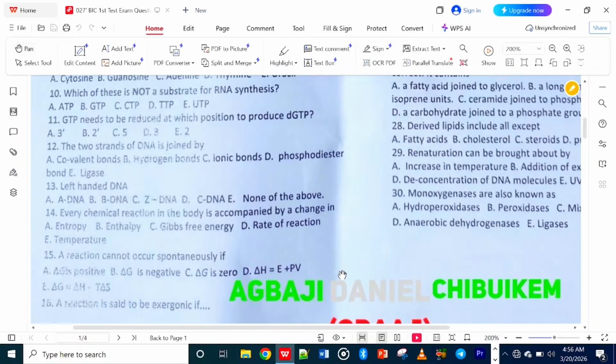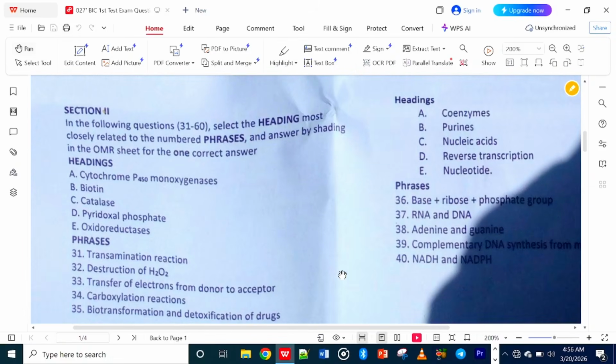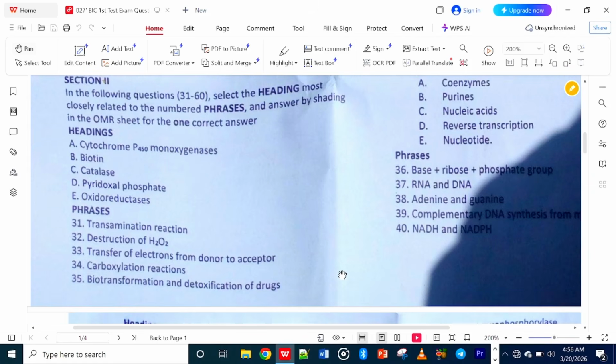So the next one is section 2, which is headings and phrases. If you look at it now, they'll give you a heading, then you pick the answer in the phrases. Like look at this now. The heading now is cytochrome P450, monooxidase, biotin, catalase, the ABCDE. Then the phrases are now 31, 32, 33, 34, 35.